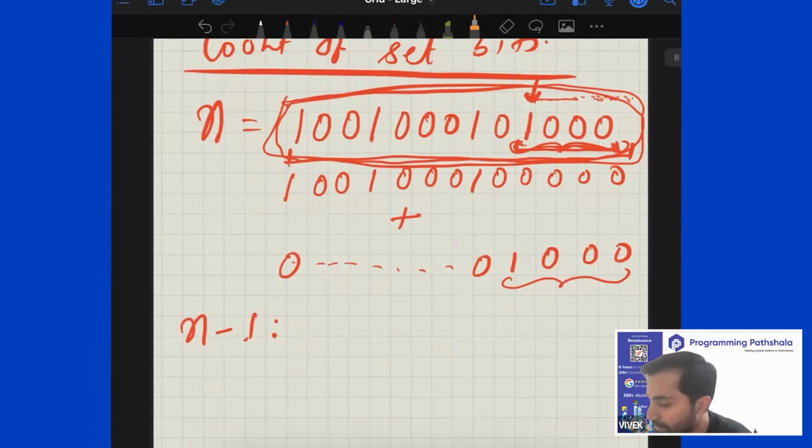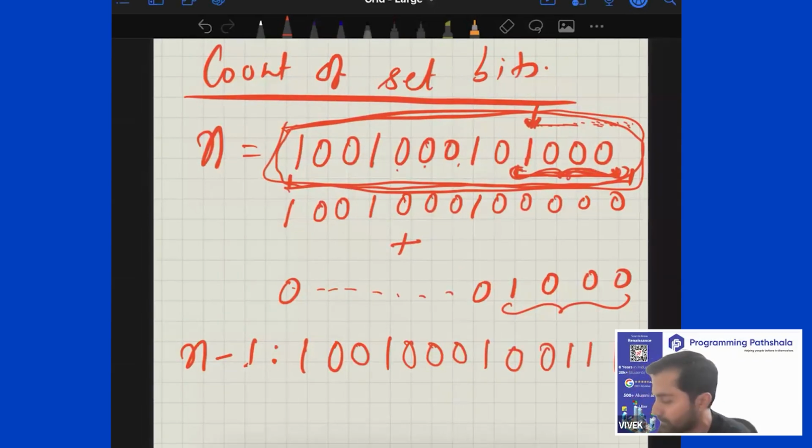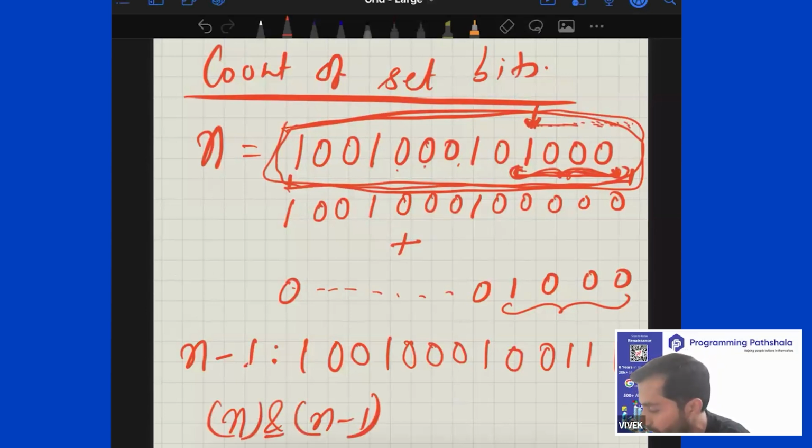So what will be the value of n minus 1? If you try to write down n minus 1, it will be 1 followed by 0, 0, 1, and then 0, 0, 0, 1, and then 0. And now this part will get converted to 0 followed by all ones. Now imagine if you take the bitwise AND of n and n minus 1, tell me what will happen.